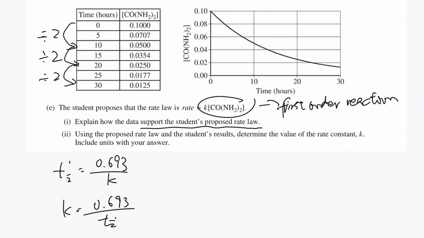And it equals 0.693 over 10, because we know the half-life is 10 from the table. Therefore, k equals 0.069. And don't forget about the unit. Since the unit for half-life is hours, it's 1 over hour. And that's the answer. After you've done this, you get the 1 point.